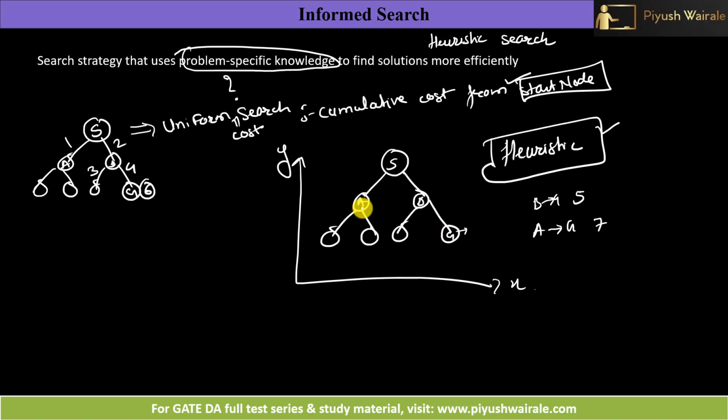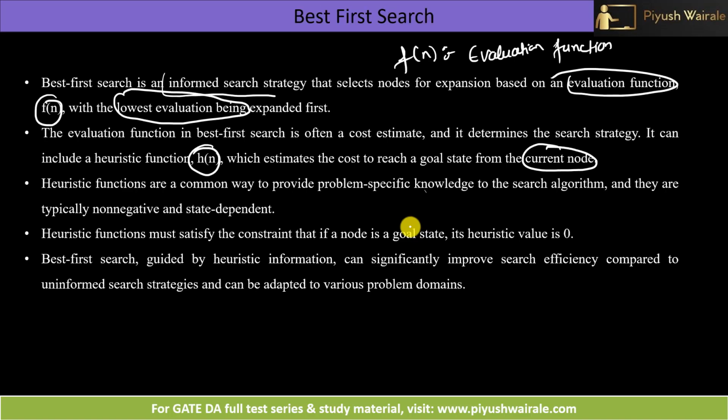But here we know that if I go by this particular node, A to G will take me 7 units, B to G will take me 3 units, and I suppose it is C and D, and we have a lot more nodes. For example, D to G will take around 8 units. So some kind of information is there from that particular node to the goal state. That is what heuristic is.